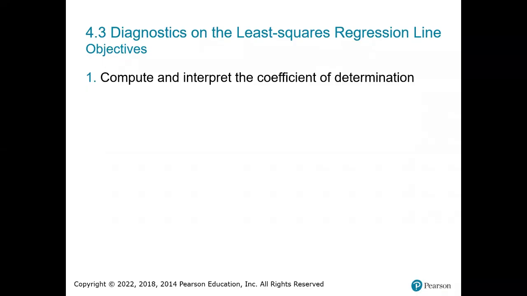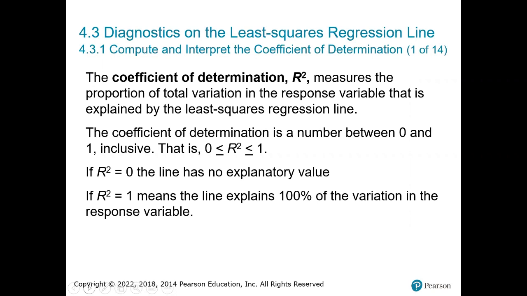All right, so last section of chapter 4 is going to be a pretty short one here. It is talking about the coefficient of determination. All right, so what is the coefficient of determination? Well, first off, it is r squared.